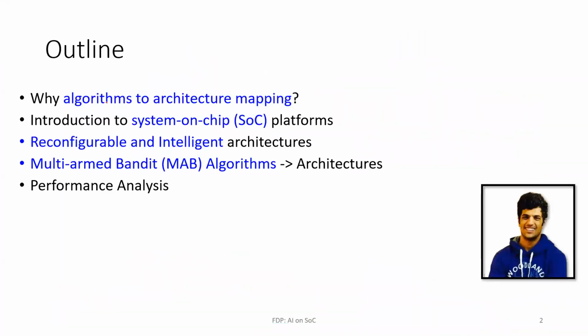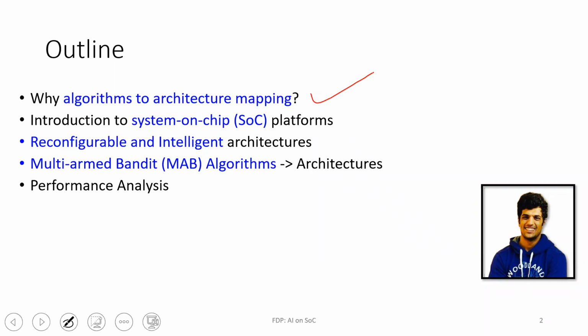The outline of the presentation. In this presentation, first I'd like to convince you why there is a need for algorithms to architecture mapping, or why we need to map some of the algorithms onto hardware implementation. We have already had a couple of good sessions on edge AI, where they have more or less convinced you that there is a need to map the algorithms onto the hardware.